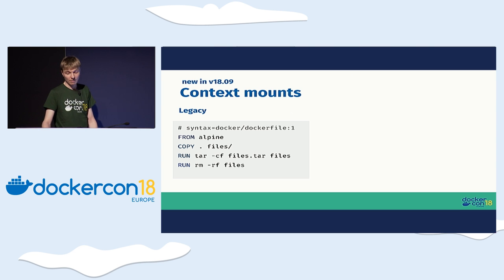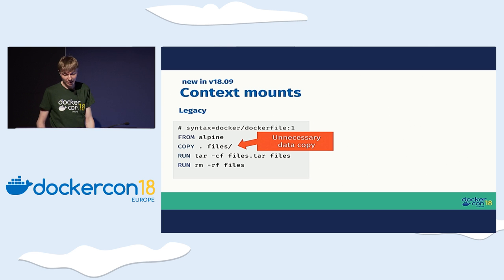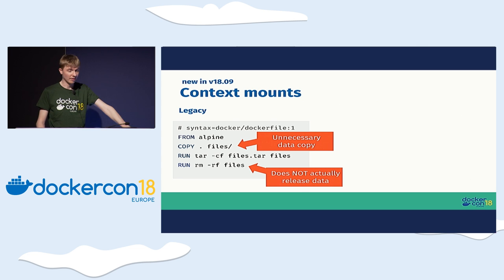And it's a simple Dockerfile, just copies and tars up some files. But if you look at it more deeply, it has some issues. For example, this copy in here, we don't really need to do this copy because we don't care about those files. We only use it for this one run command. And we tried to remove it, but if you know how layers work in Dockerfiles, or in Docker generally, then you would know that this rm actually does nothing.